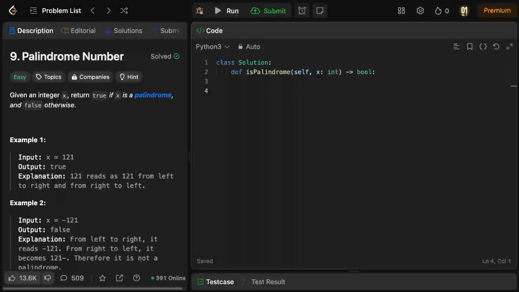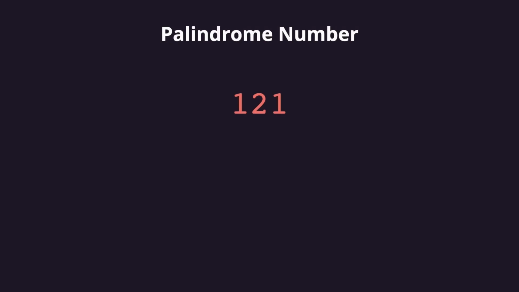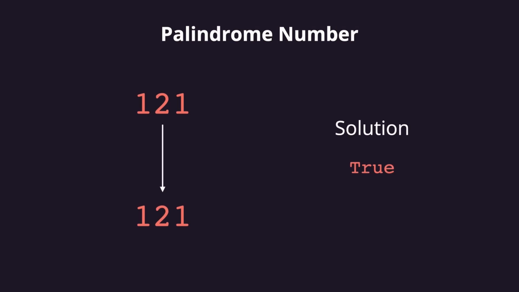Today we are going to solve the palindrome number problem from Leetcode. The goal is to find out if a number reads the same forward and backward. In other words, if the number is a palindrome or not. For example, if we reverse the number 121, we still get 121, so the result is true.